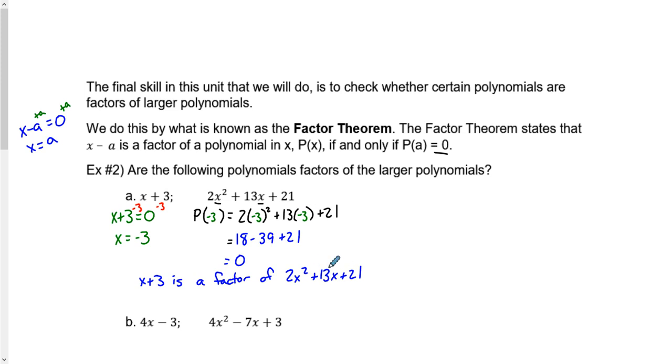Basically meaning if I factor 2x squared plus 13x plus 21, x plus 3 would be one of my factors. And let's actually check that. Let's do our product and sum. Product of 42, sum of 13. See what kind of numbers would work like that. 6 and 7.